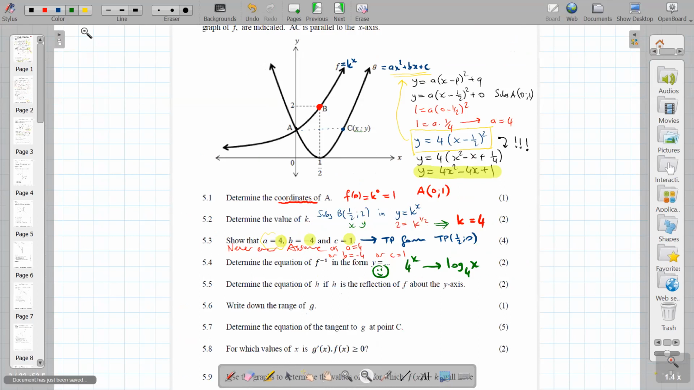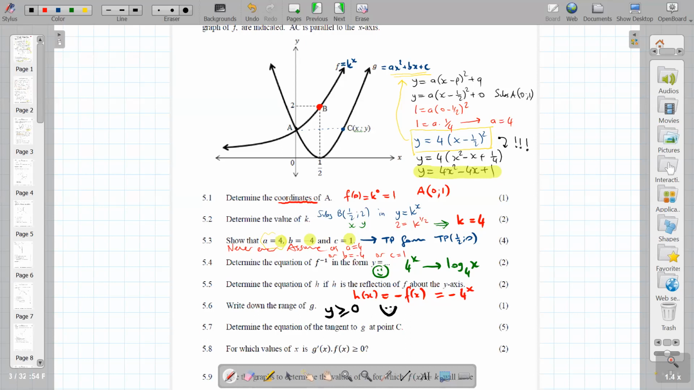Now, the next one says determine the equation of h, the reflection of f about the y-axis. So the new function h of x will be the reflection about the y-axis. It's negative of f of x. Basically, we can say negative 4 to the power of x. That will be upside down. Okay. Range of g, we mentioned in the previous question, that's y is more than or equal to the turning point y, which is 0. Okay, because this is a happy face, we can just write it that way.